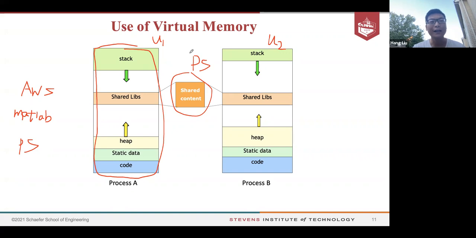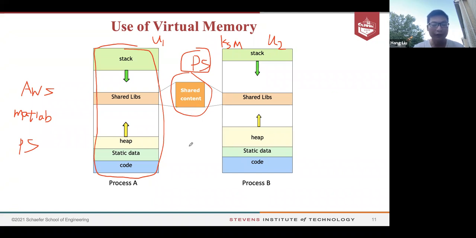When we are residing on the same physical machine, there are chances we can use KSM, kernel same-page merging, to create one single copy of Photoshop and let both user one and user two use it. It's the same as Microsoft, right? When we go to a Windows operating system with multiple users, and more than one of them is using Microsoft, we can create a single shared content for both processes.